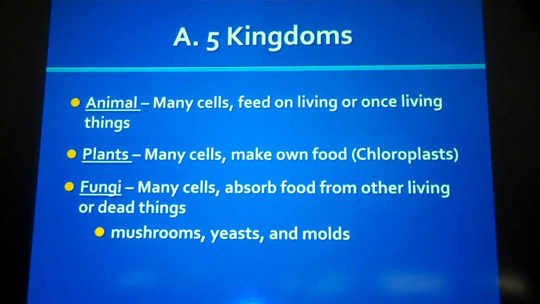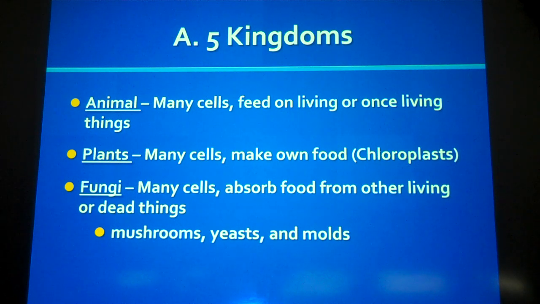they are many cells, and they feed on living or once living things. So the main thing with animals is we have to go get our own food. Okay, we have to go make our own food, or go to Wendy's, or make it on the barbecue, something like that.